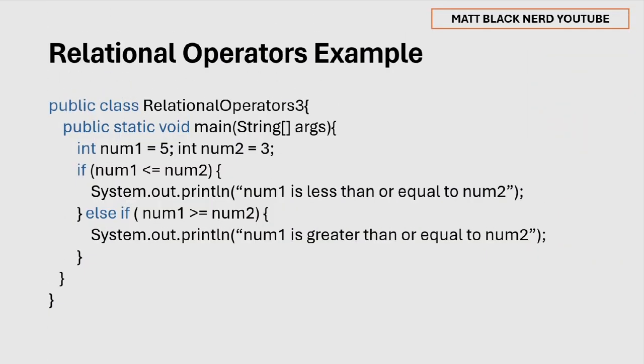In this example, the if statement checks for the expression num1 less than or equal to num2, which is false. So the if block will not be executed. In the else if statement, the expression num1 greater than or equal to num2 returns true and the else if block will be executed. So the text num1 is greater than or equal to num2 will be printed to the console.